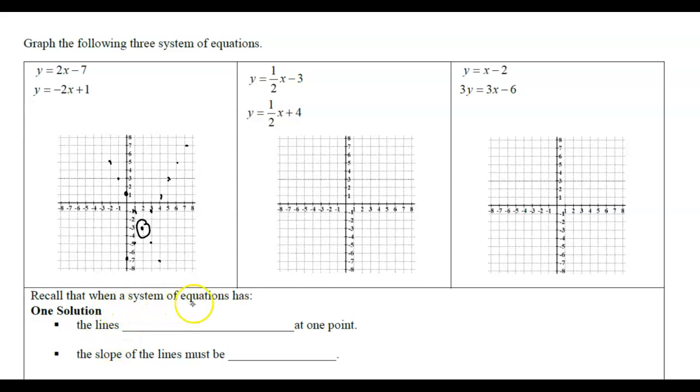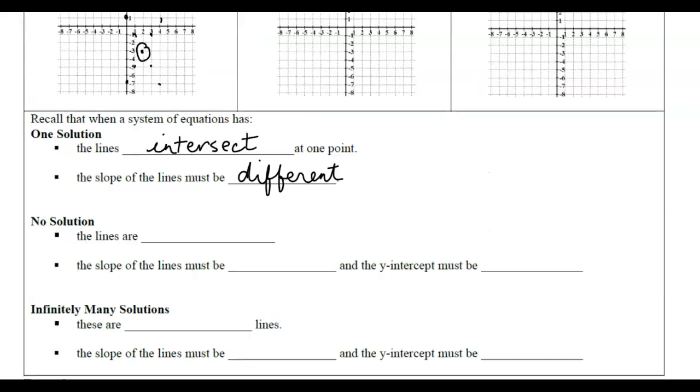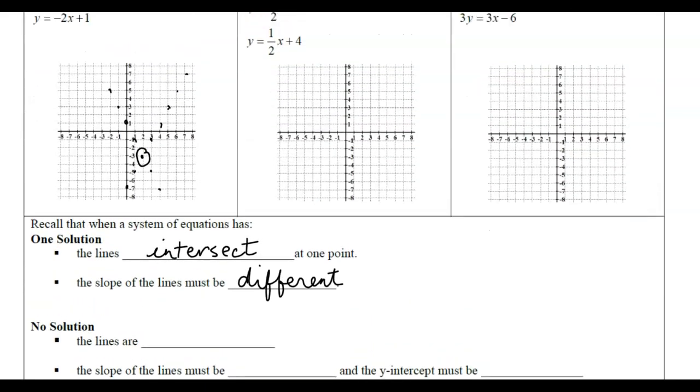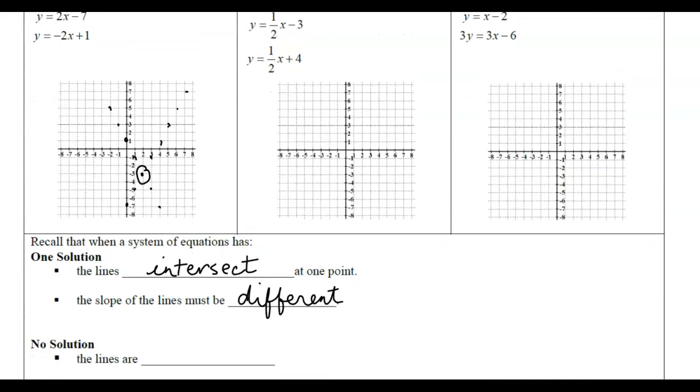So recall that when a system of equations has one solution, the lines intersect at one point. The slope of the lines must be different. So if they're solved for y, it's easy to tell. If they're not solved for y, then you need to solve for y. Okay?